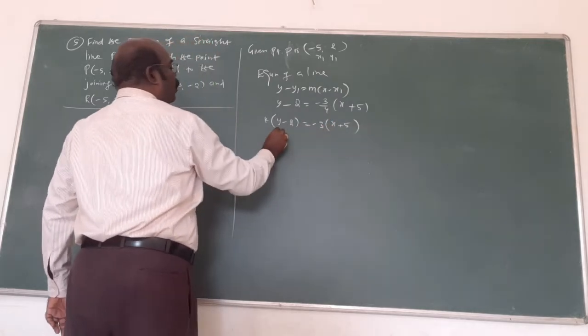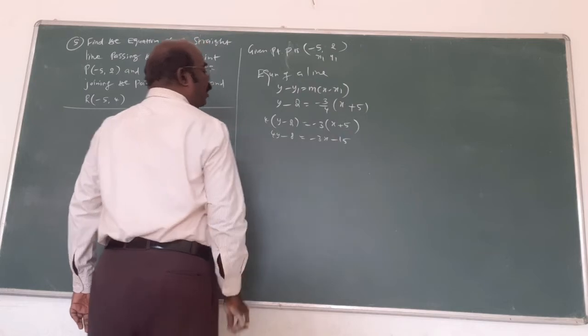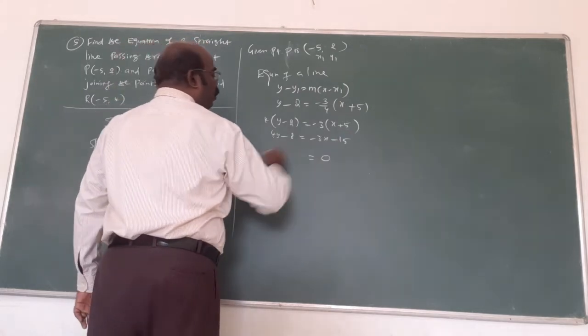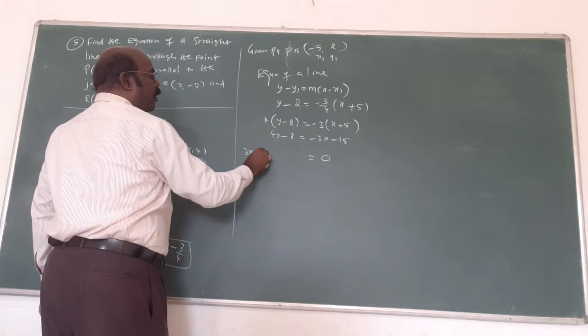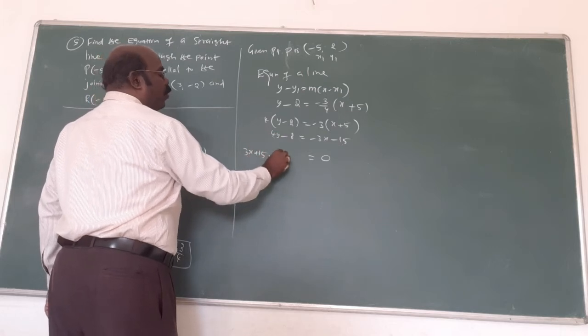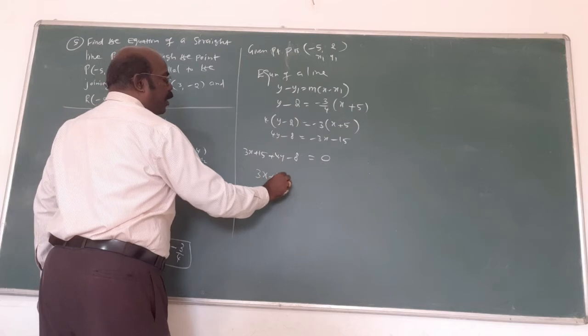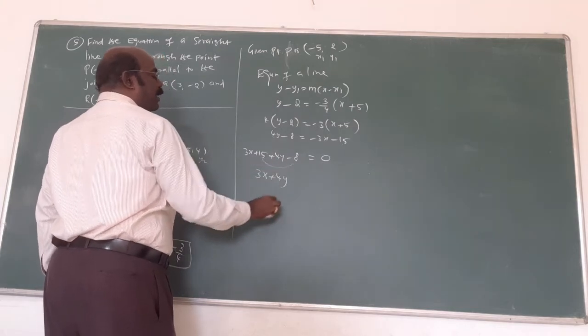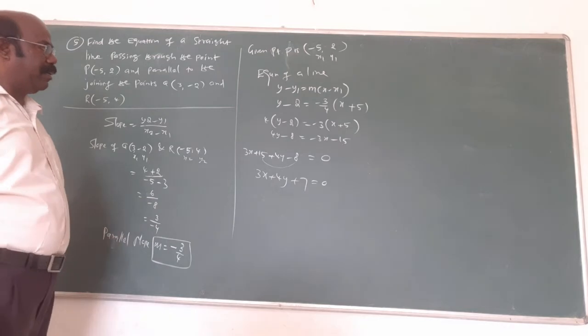That is 4y minus 8 equals minus 3x minus 15. Okay? Already I told you, bring everything to one side so that the right side is 0. So 3x plus 15, plus 4y minus 8. Now x comes first, then y: 3x plus 4y plus 7 equal to 0. This is the required equation.